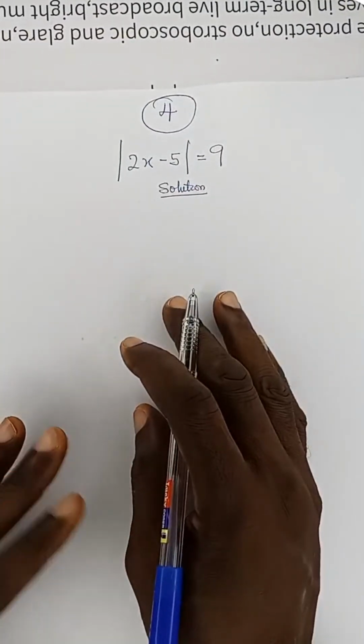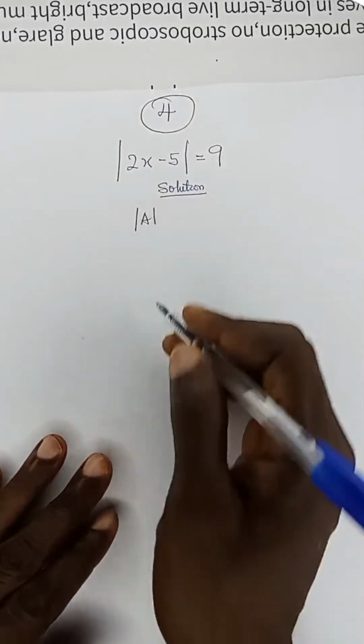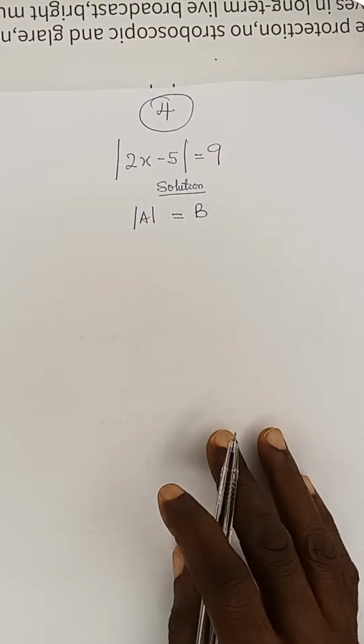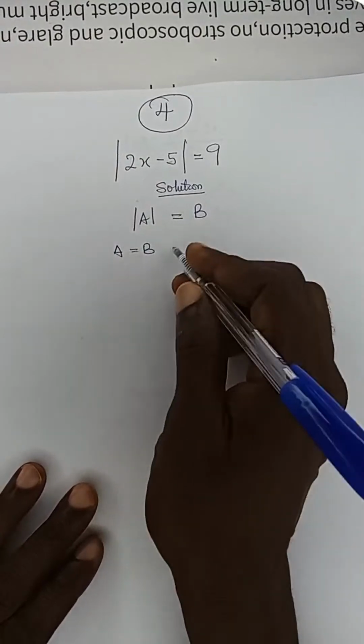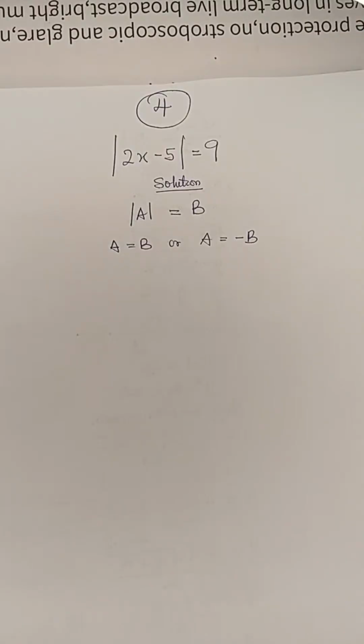If you apply this absolute value equation, it says that if we have |A| equals B, then what that means is that A equals B, or A equals minus B. So that is what we are applying. We are going to have two equations. The first one will be 2x minus 5 equals 9. And the second one is going to be 2x minus 5 equals minus 9.